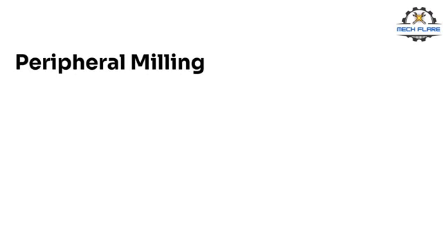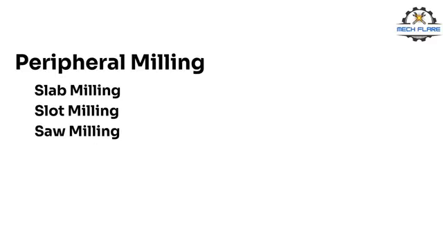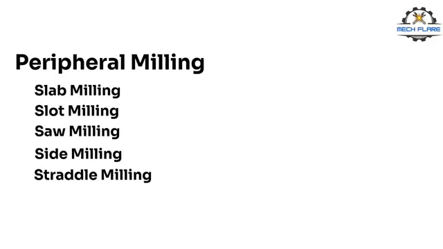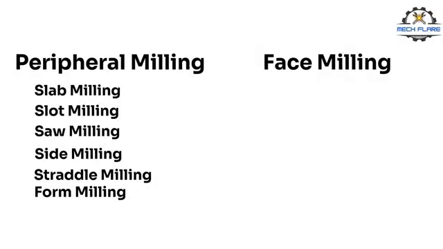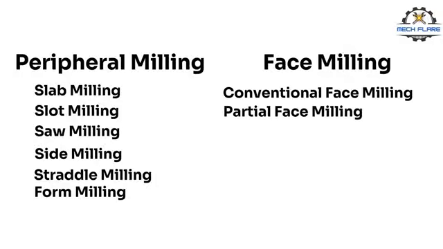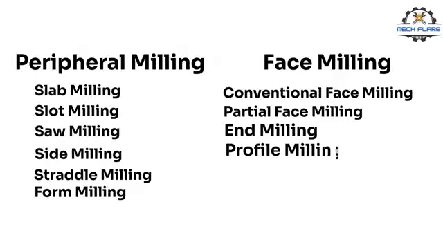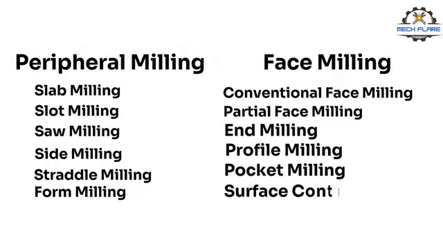Several types of peripheral milling are slab milling, slot milling, saw milling, side milling, straddle milling, and form milling. Several types of face milling are conventional face milling, partial face milling, end milling, profile milling, pocket milling, and surface contouring. Let's discuss all one by one.